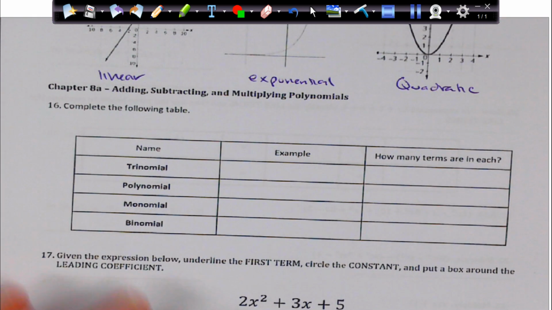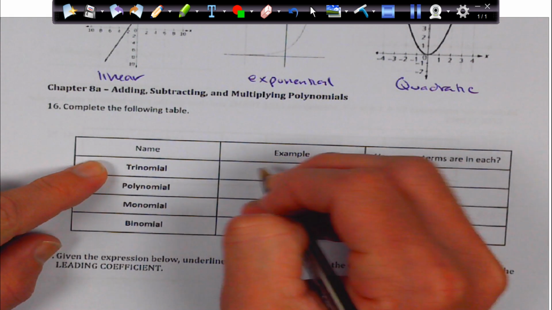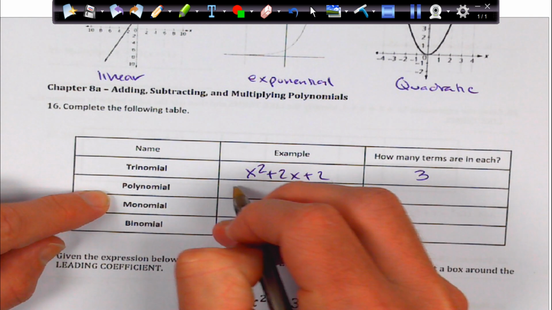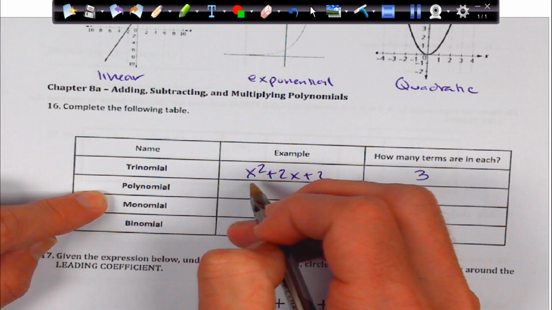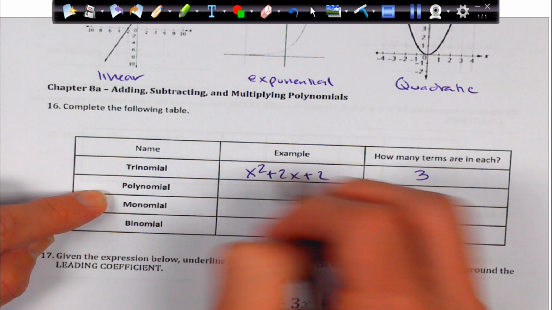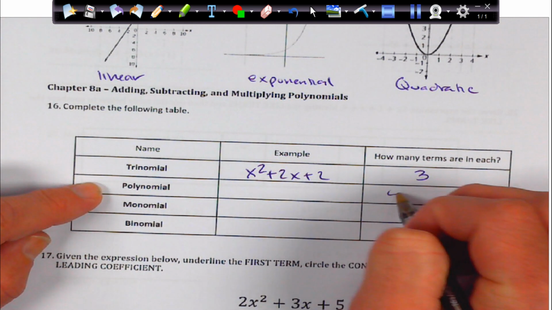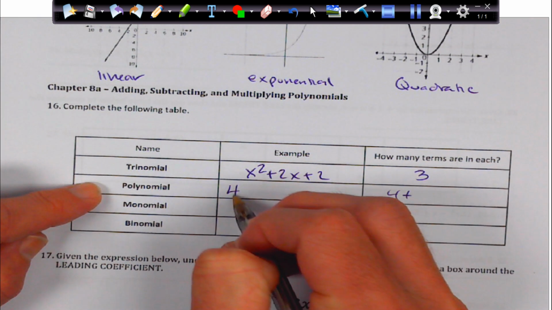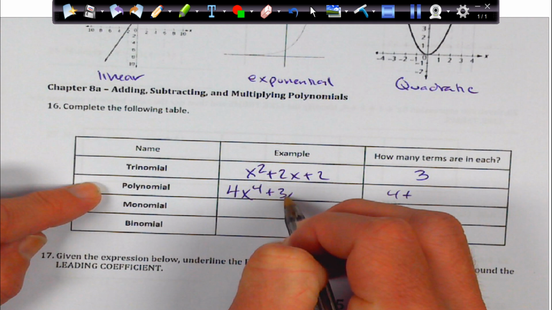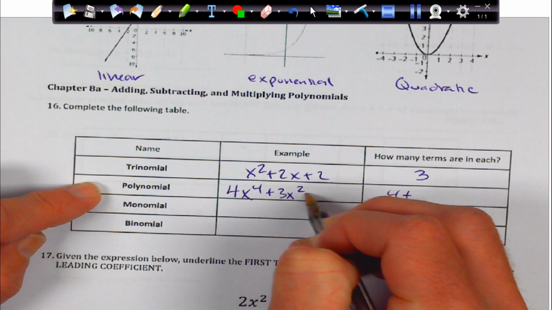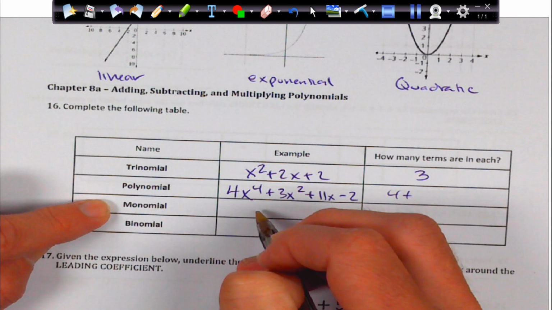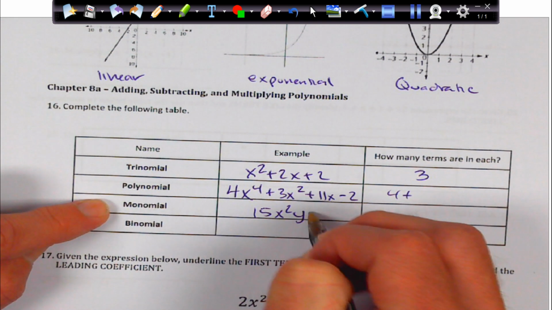Complete the following table. Trinomial, 3 terms like x squared plus 2x plus 2. Polynomial is anything greater than 3 terms. We just usually call it polynomial, but you can call it trinomial polynomial. So usually it's 4 plus terms if we're going to be using that. And again, we could do 4x to the 4th plus 3x squared plus 11x minus 2. Monomial, 1 term, it can have lots of variables on it, right?